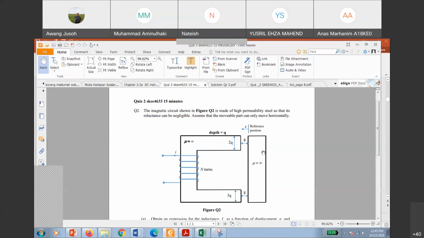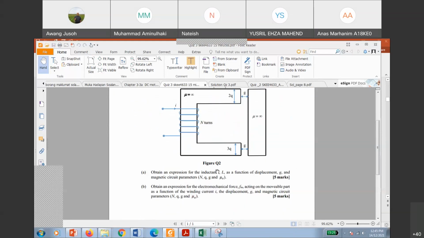Basically, when they ask you to find inductance, and then in part B they ask you to find force, use the inductance formula to find the force. Don't use the formula with the differential of energy. That does not solve the problem. Why do we ask you to find the inductance? Because we ask you to use the formula of inductance to find force.